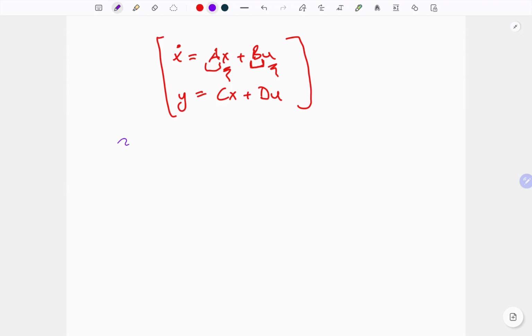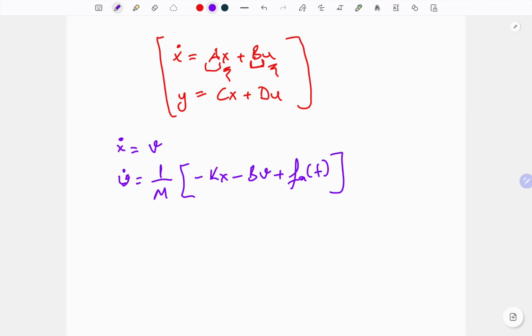What were the equations? x dot, the displacement first derivative, is equal to velocity, and v dot is equal to 1 over mass times (minus kx minus bv plus the applied force). So we obtained these equations according to our previous system. In the previous video, we obtained these state space equations.